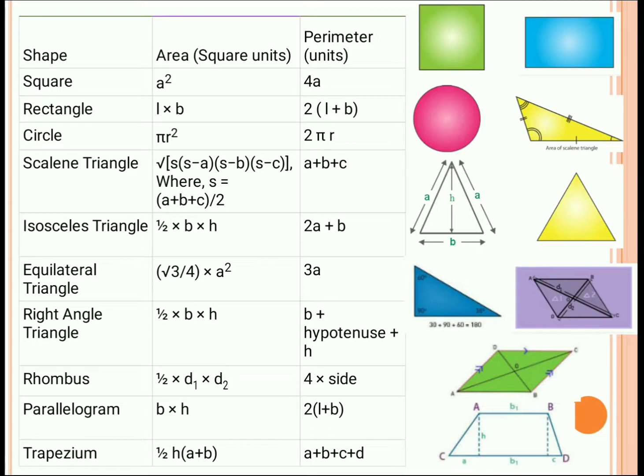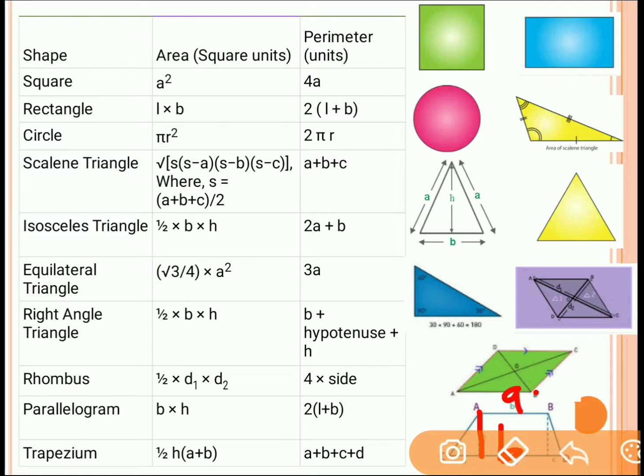Last is trapezium. For trapezium, area is 1/2 of h into (a plus b), where a is the top length and b is the bottom length. Now if we take the addition of the bottom and the top lengths, these are nothing but the lengths which are parallel to each other. And h is the height difference between these two sides, that is side A and side B.